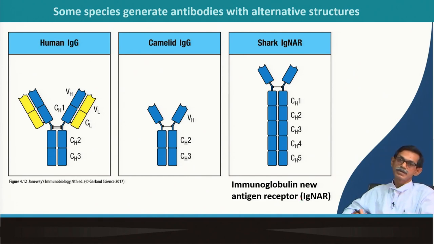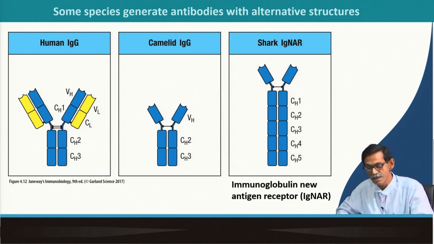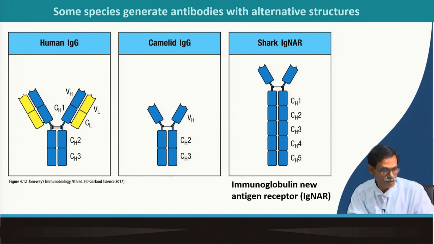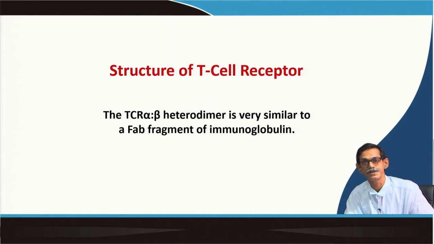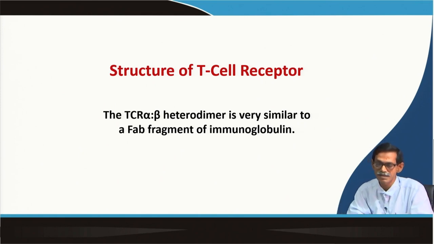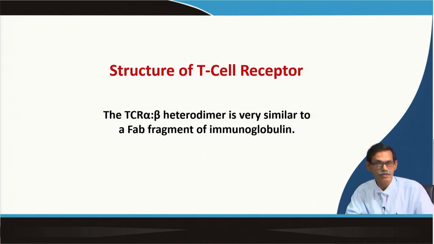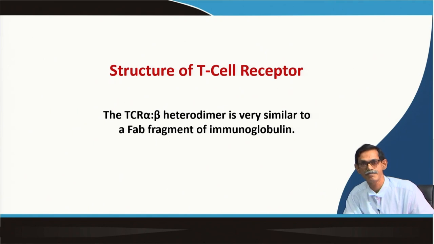So, hope you understand the basic structure of the antibody molecule or immunoglobulin molecule. If you understand, then my life as well as your life will be a little easier for the next slide. So, next what we are going to discuss is the structure of the T cell receptor. The T cell receptor is basically an alpha beta heterodimer, which is very similar to the Fab fragment of immunoglobulin. If you see how it is similar, you can understand.